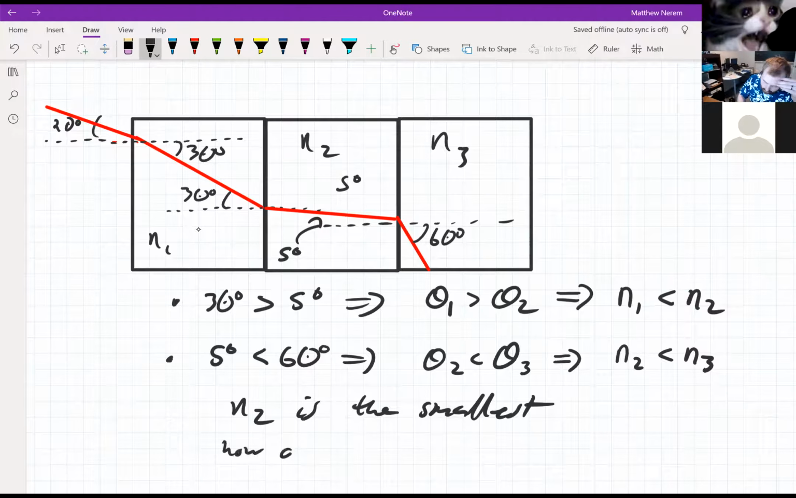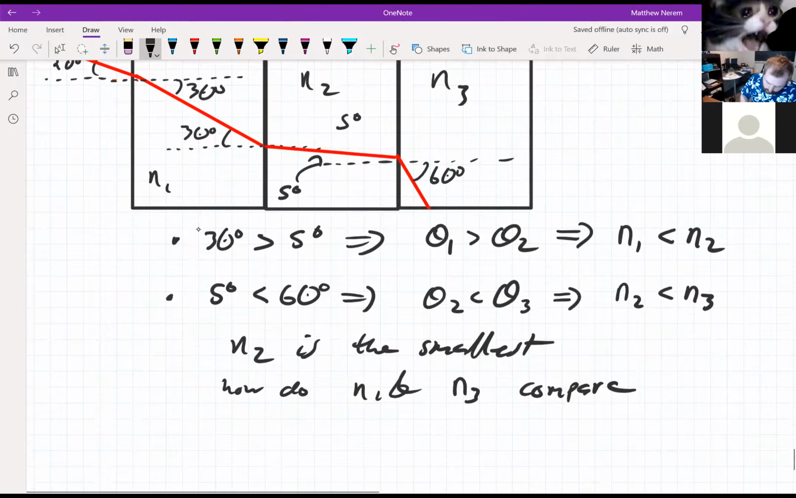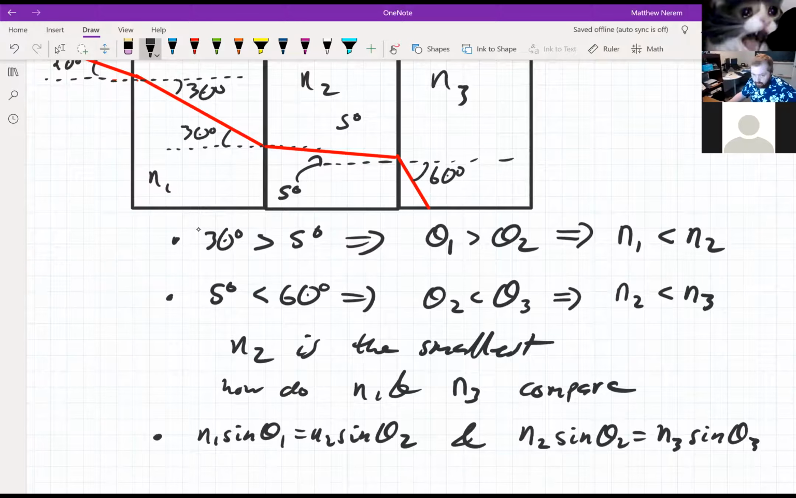How do n1 and n3 compare? Well, here's a trick. Apply Snell's law. n1 sine theta 1 is n2 sine theta 2. And at the second boundary, n2 sine theta 2 is equal to n3 sine theta 3.